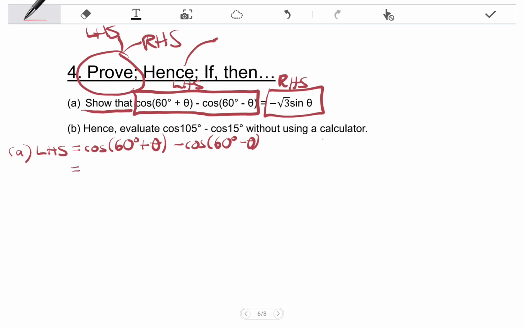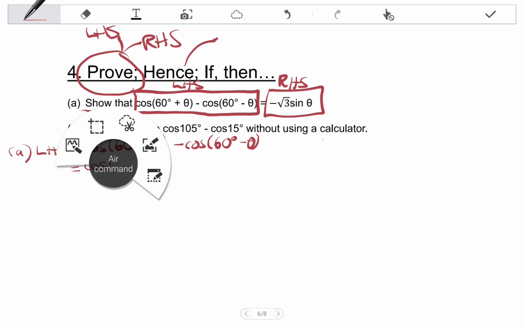Okay, now these are compound angles, so I can use the compound angle formula to expand them and see if that helps me simplify them. So cos 60 degrees plus theta, okay, the cos compound angle formula gives me the cos plus a sine term, and we just need to remember that if I have a plus in the brackets, the sign changes to give me a negative in the expansion.